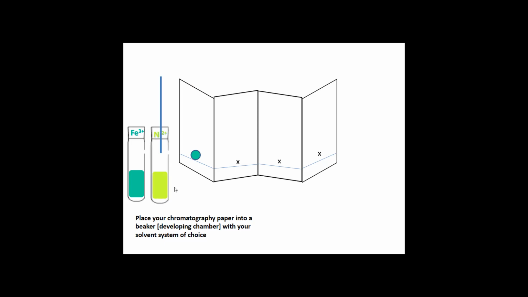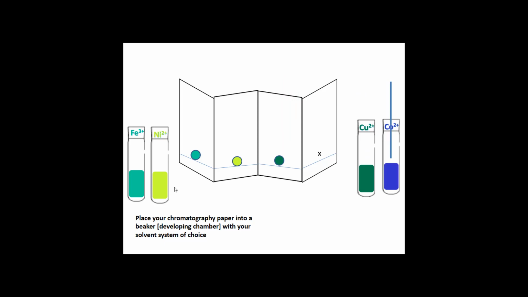Then I'll bring in nickel, and I'll go ahead and spot that on the chromatography paper. Then I'll bring in my copper ions, and I'll go ahead and spot that, and it'll be spotted in the third panel. And then I'll bring in my cobalt ions, and I'll go ahead and spot the cobalt onto the chromatography paper.